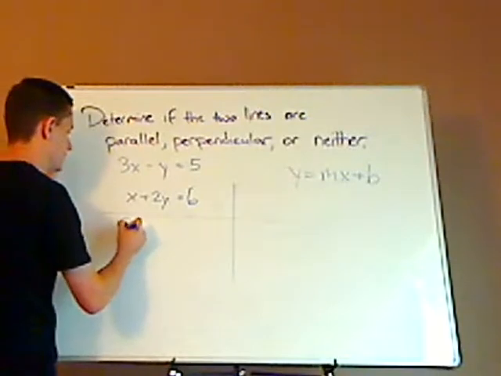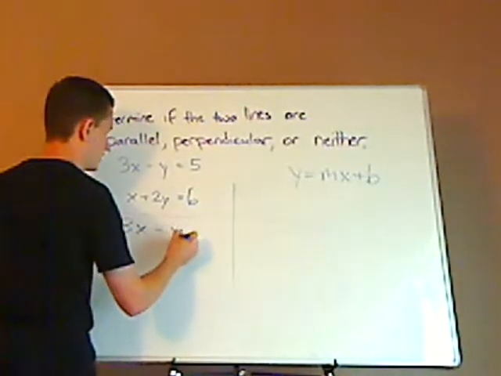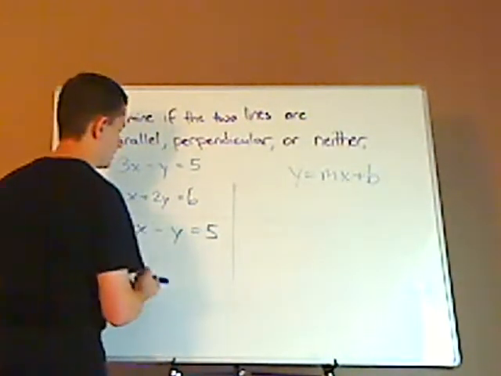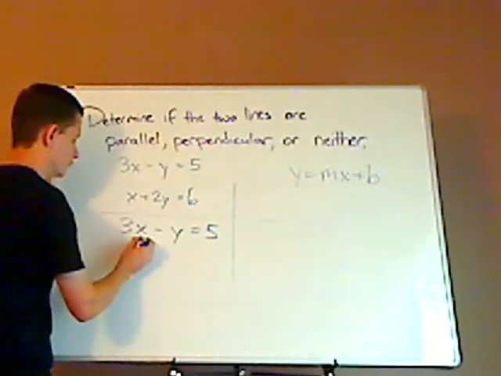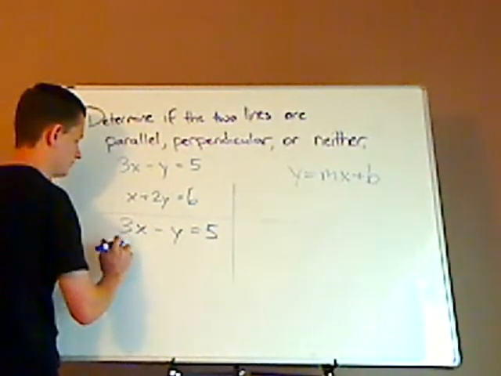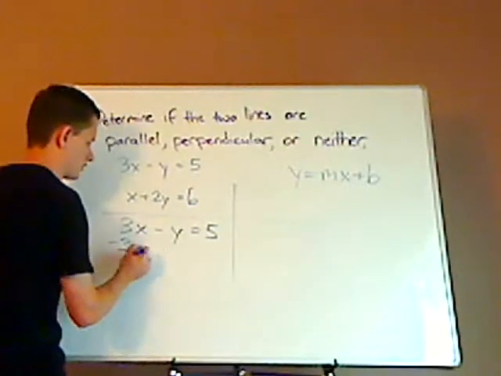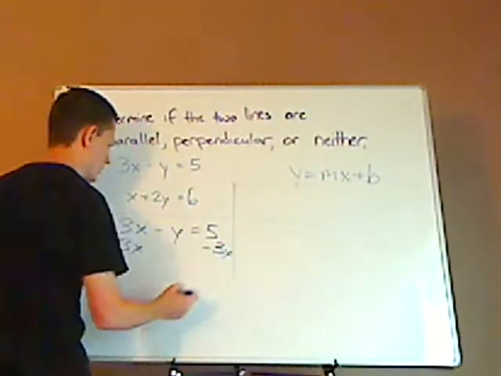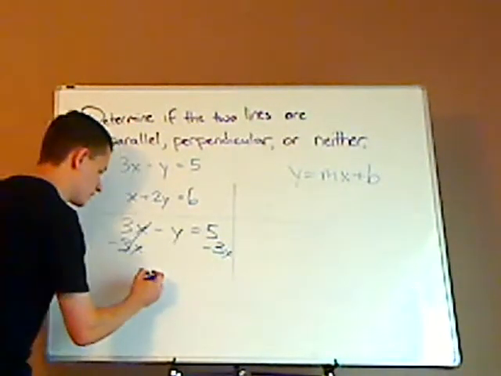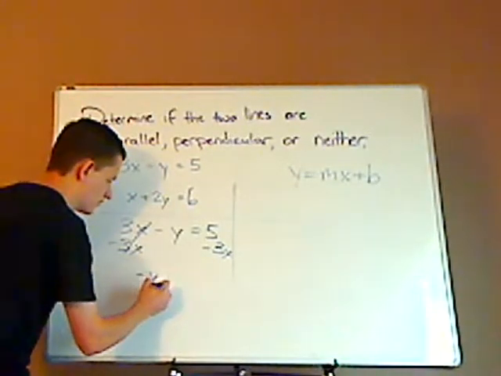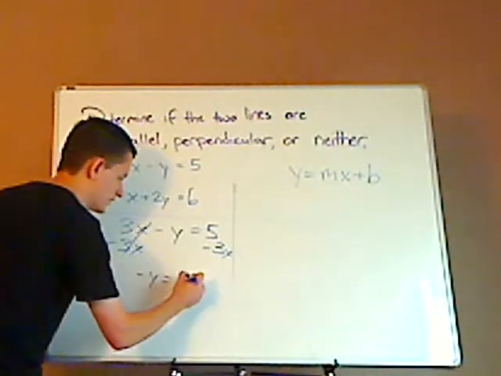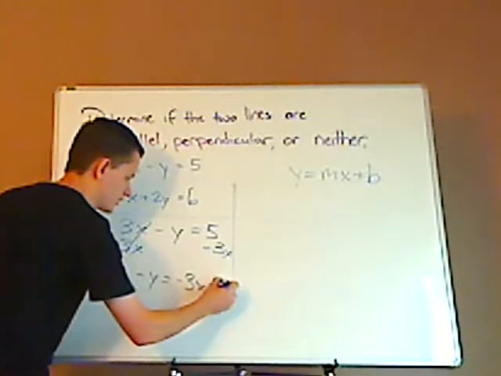So I'm going to isolate each one of these. I'm going to take the 3x minus y equals 5. Solve for y. So moving this 3x over, I do the opposite. So I subtract both sides by 3x. That cancels. That leaves me with negative y equals negative 3x plus 5.